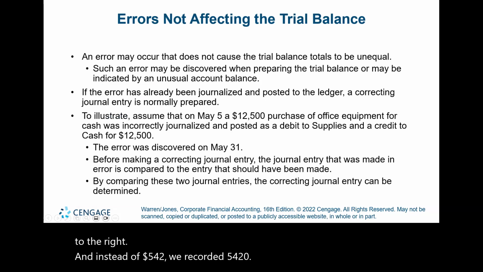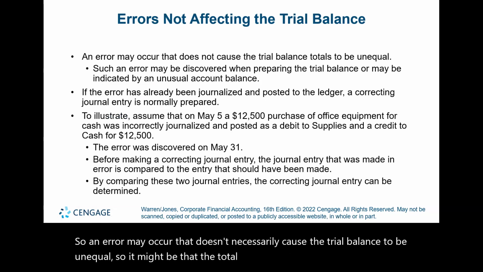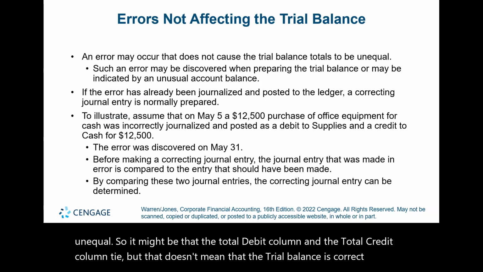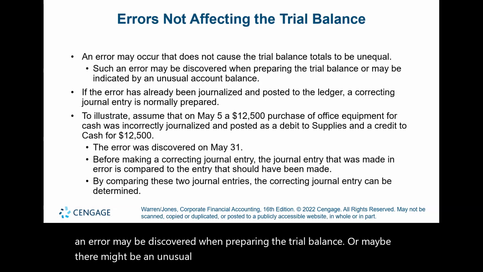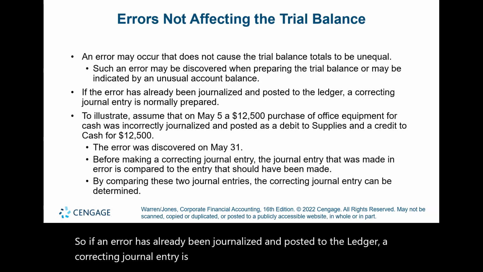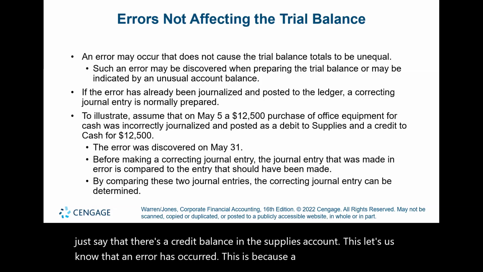So an error may occur that doesn't necessarily cause the trial balance to be unequal. So it might be that the total debit column and the total credit column tie, but that doesn't mean that the trial balance is correct. So such an error may be discovered when preparing the trial balance, or maybe there might be an unusual account balance. So if an error has already been journalized and posted to the ledger, a correcting journal entry is normally prepared. So an example of this is, let's just say that there's a credit balance in the supplies account. This lets us know that an error has occurred. This is because a business cannot have negative supplies.